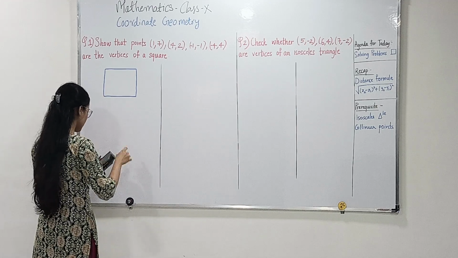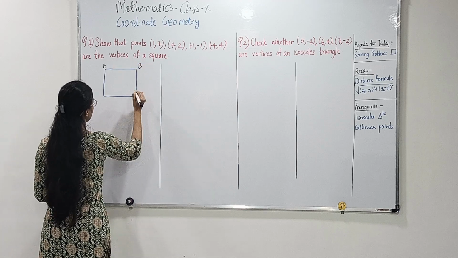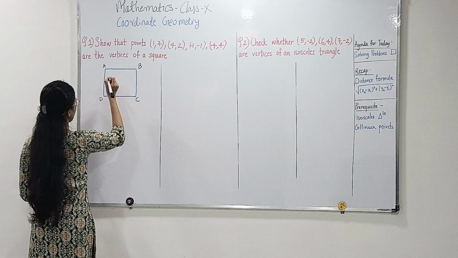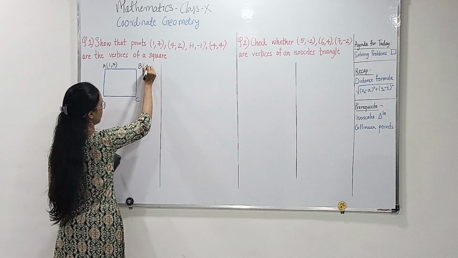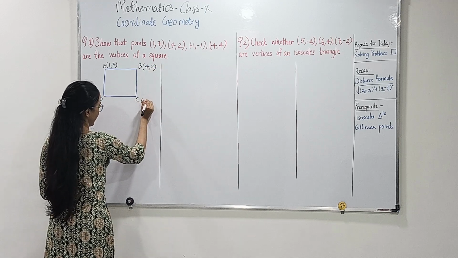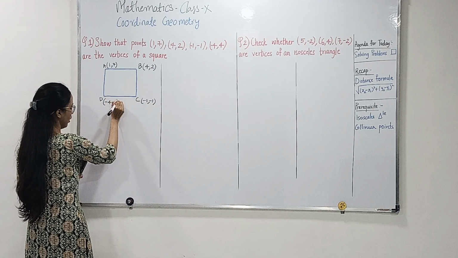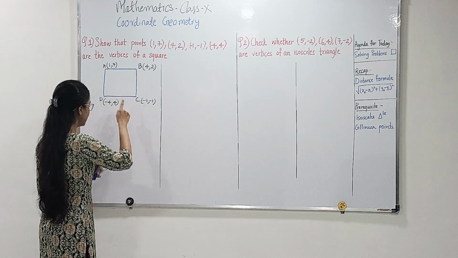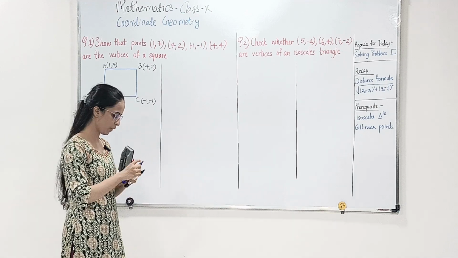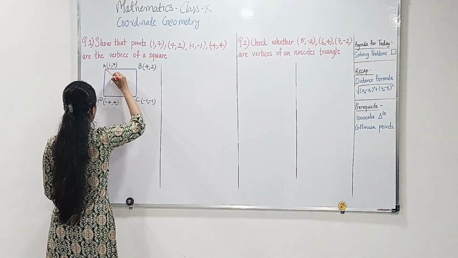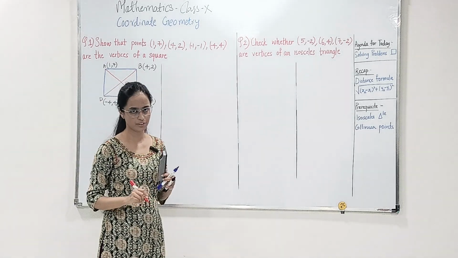And I'm going to name this square A, B, C and D, where A is nothing but (1, 7), B is (4, 2), C is (minus 1, minus 1) and D is (minus 4, 4), right? AB, BC, CD and DA are the edges or the sides of this square, and AC and BD are the diagonals of the square.